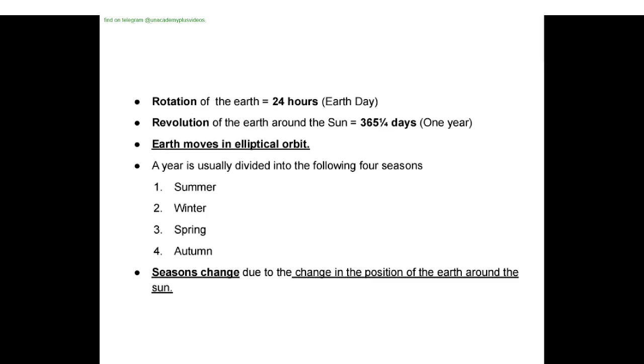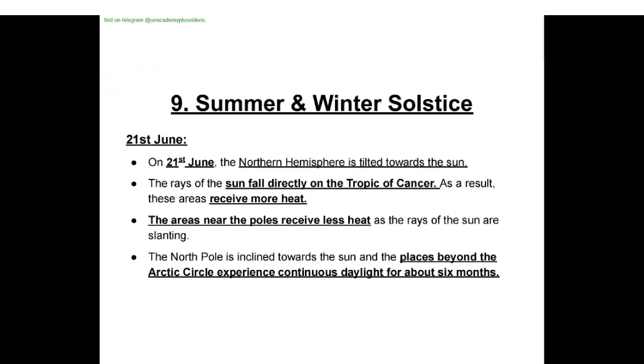Rotation of the Earth takes 24 hours, one Earth day. Revolution of the Earth around the sun takes 365 and 1/4 days, one year. Earth moves in an elliptical orbit. A year is usually divided into the following four seasons: summer, winter, spring, autumn. Seasons change due to the change in the position of the Earth around the Sun.